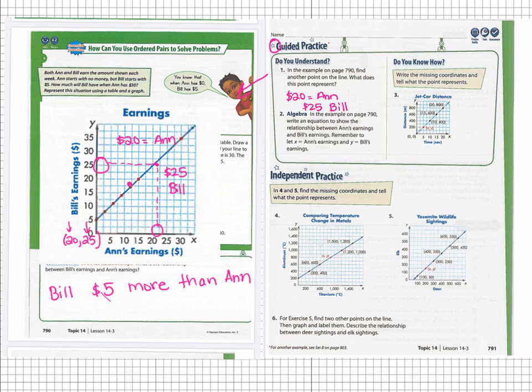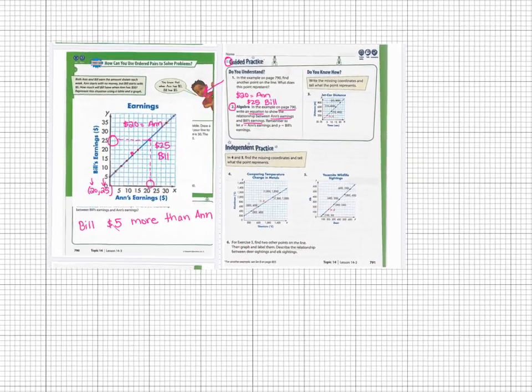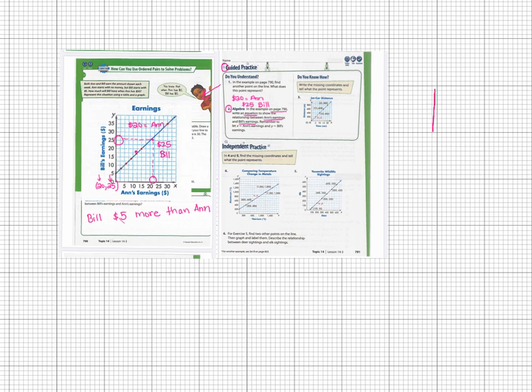Okay, the next problem has to do with the same situation, but now it's asking us, in the example on page 790, write an equation to show the relationship between Ann's earnings and Bill's earnings. What we need to look at is our handy dandy table that we had made before. So let's make this smaller so we can make that table again. We have X value and Y value, and we know that was Ann, and that was Bill.